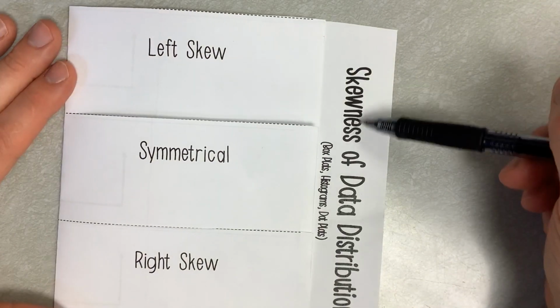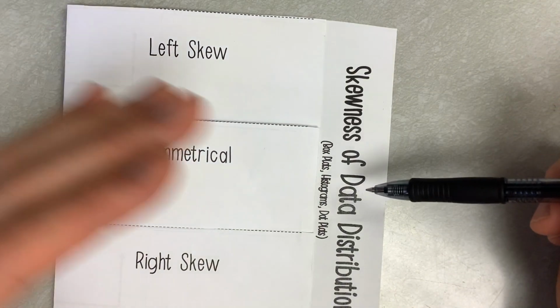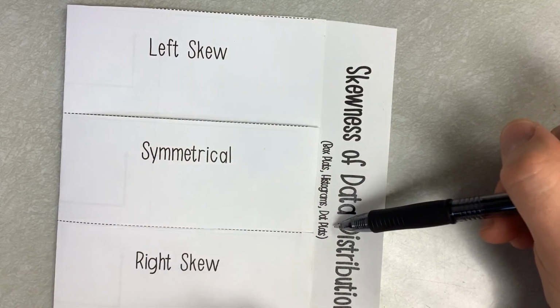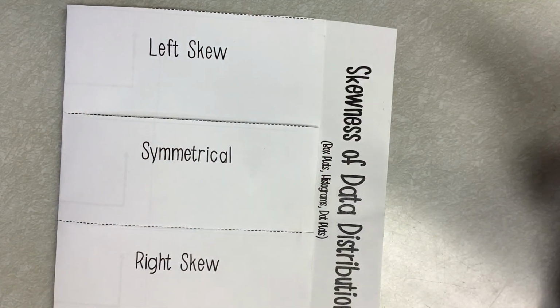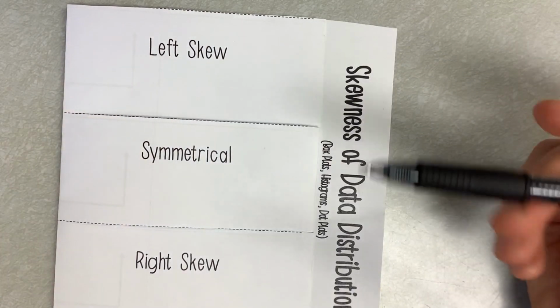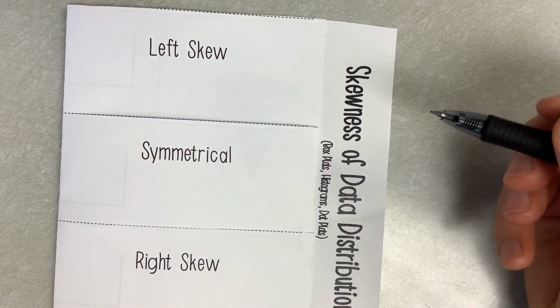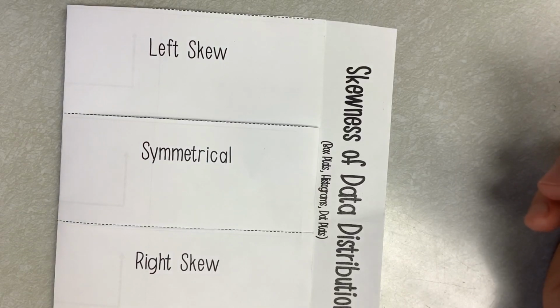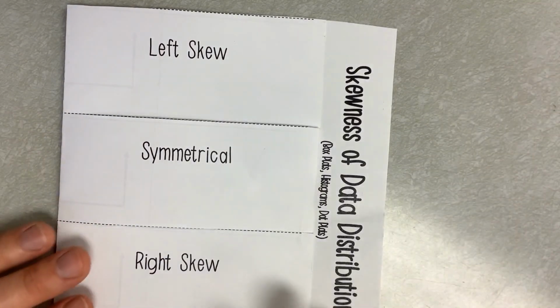Today, we're gonna talk about skewness, okay? So if we have some data, either box plots, histograms, or dot plots, we're gonna talk about what I mean when I say something's left skew, symmetrical, or right skew. It's not too complicated. It's more of just visual stuff, not really too much mathy, so you may like it. So let's just jump right into it.